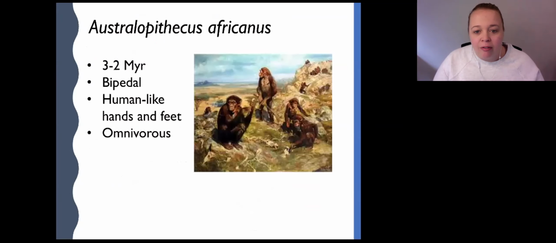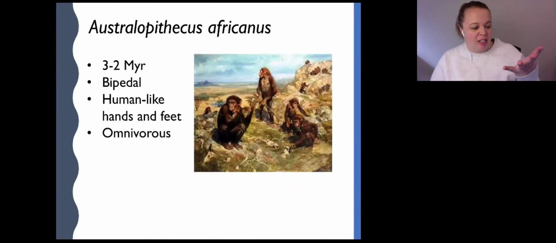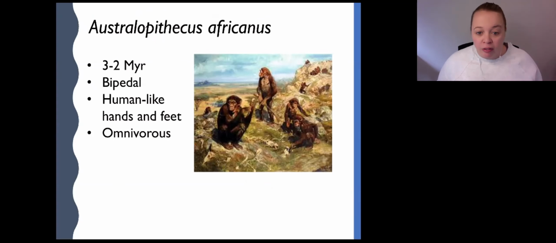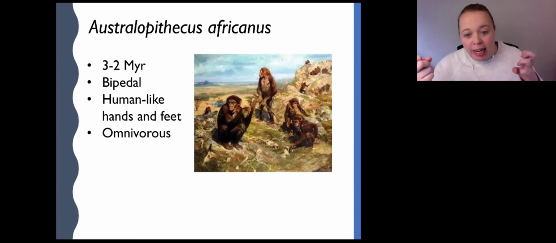The next one that we have in the fossil record is this one called Australopithecus africanus. They are also bipedal. They have human-like hands and feet, so they have things that look much more like our hands than they do the hands of a chimpanzee. And they were definitely omnivorous, so they consumed both plant material and meat. You can tell that from our teeth, yeah? Your molars at the back of your mouth are really good for grinding plant material, and these guys at the front of your mouth are really good for tearing flesh.